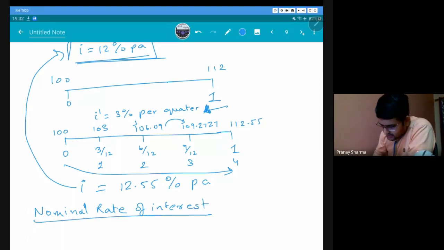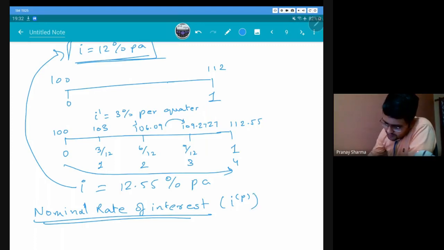So in actuality, I will not be paying you nominal rate of interest. I will be paying you effective rate of interest only. But nominal rate of interest is represented as IP. So 3% per quarter becomes nominal rate of interest as 12% per annum, but convertible quarterly. So we represent how many times we are converting in a year with this P.